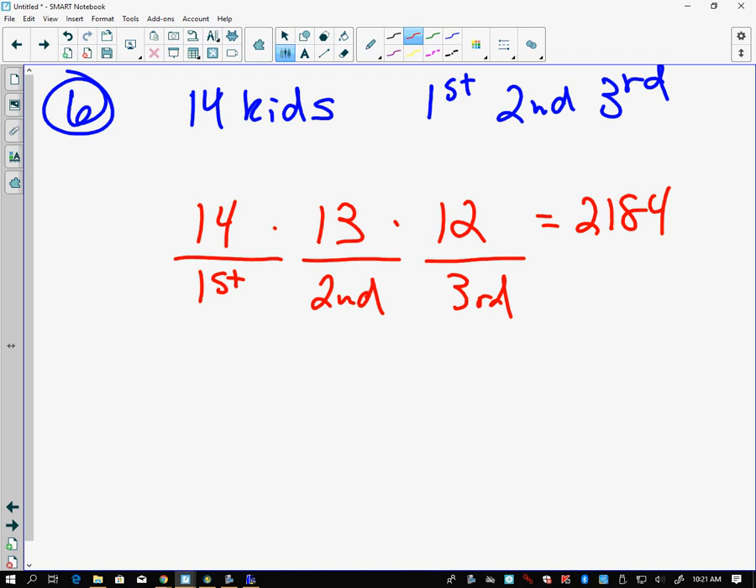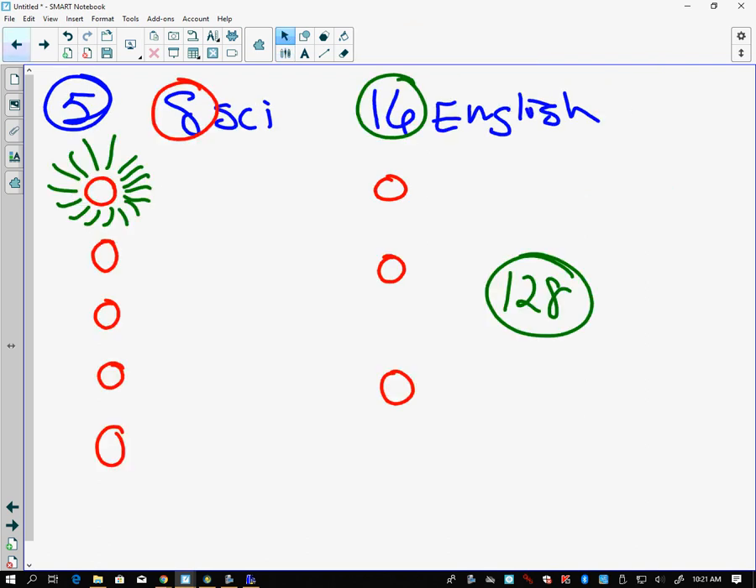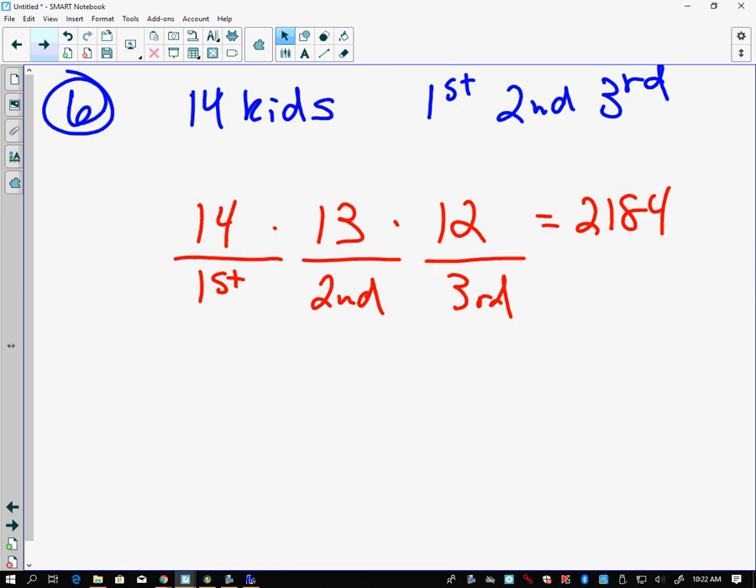2,184. Because here's what you have to remember. There's 14 possibilities there. And so just like back here, for every one of those 14, there is 13 branches. And then for every one of those 13 branches around each of those 14 circles, there is 12 branches off of those branches. So do we see how we could get 2,184 possible branches of possibilities when we have 14 students in 3 positions? Okay, does this make sense?